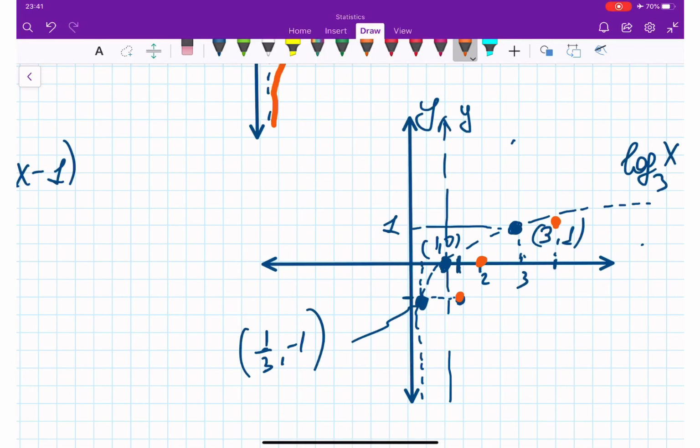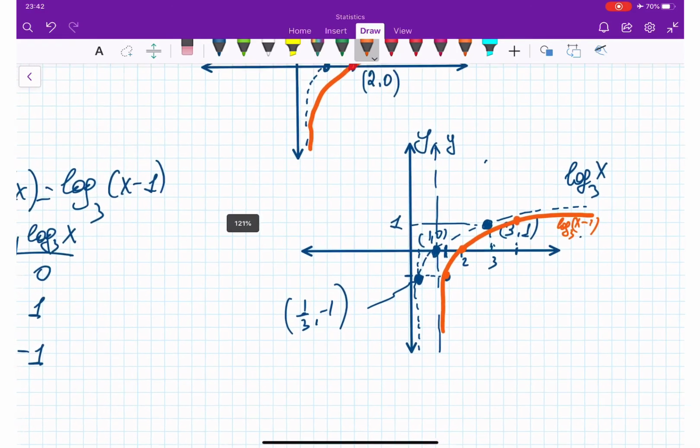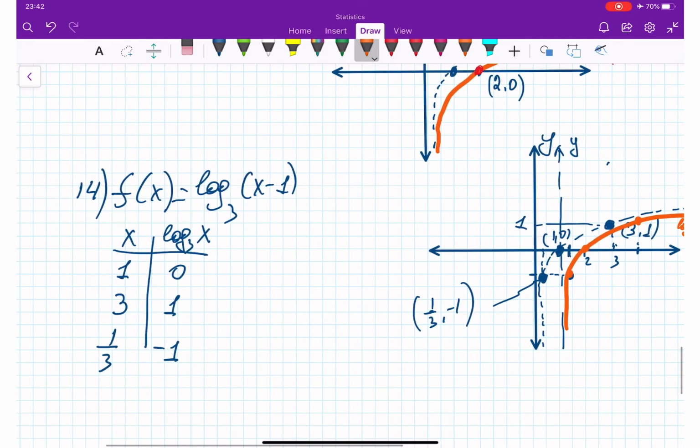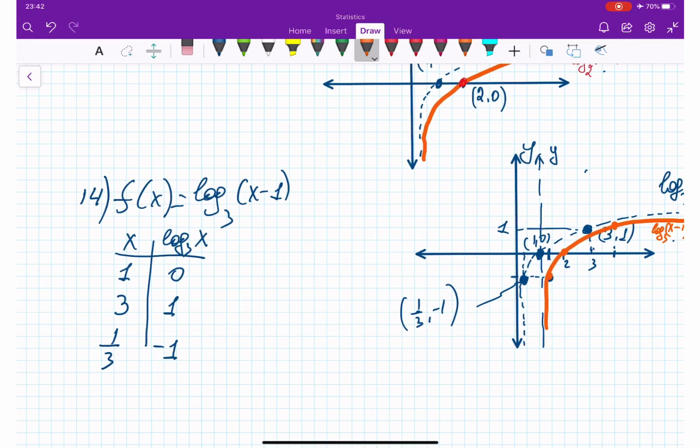So the graph is going to go, and this is logarithm x by base 3 minus 1. So the bottom line is, once you have all these points, 1 and 3 and 1/3, so for x minus 1, let me show you, it's not difficult. Logarithm x minus 1 by base 3.